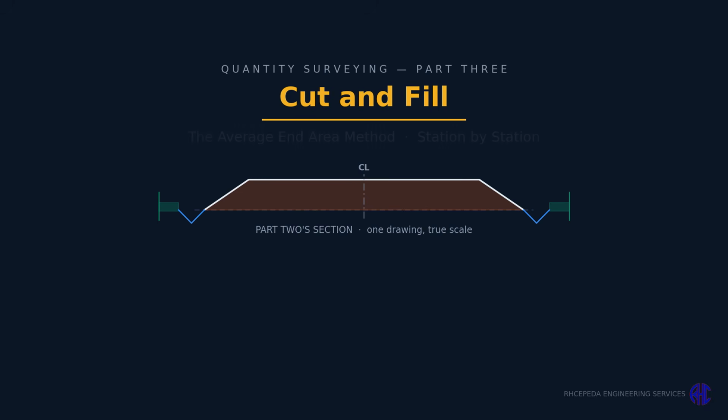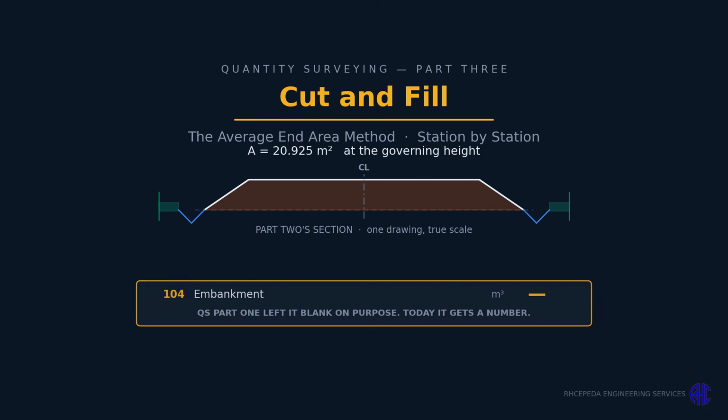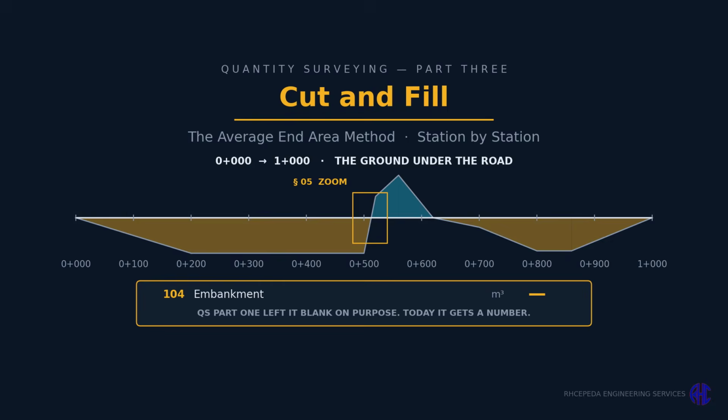Part 2 drew one section. There are 51 of them. Today, the road gets a number.